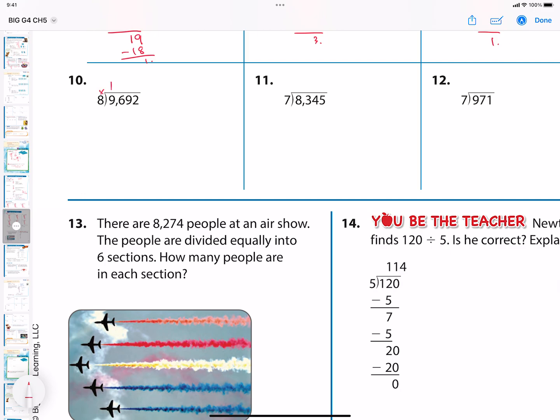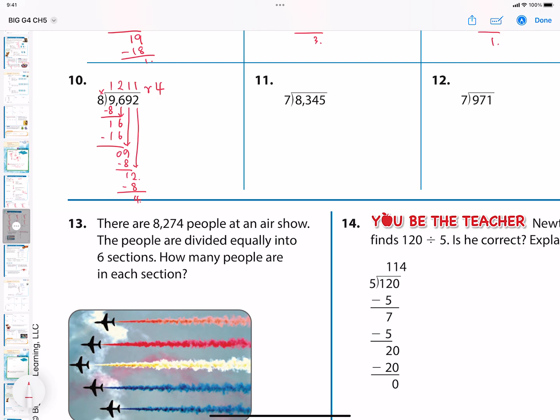8 times 1 is 8. Take away 1. Bring this down. Okay, and 8 times 2 is 16. And take away nothing. So bring this number down, 9. I know 8 can fit into 9 by 1, which becomes 8. Take away 1. Bring this number down, 12. I know 8 can fit into 12 only by 1. Take away is 4. Remainder, 4.